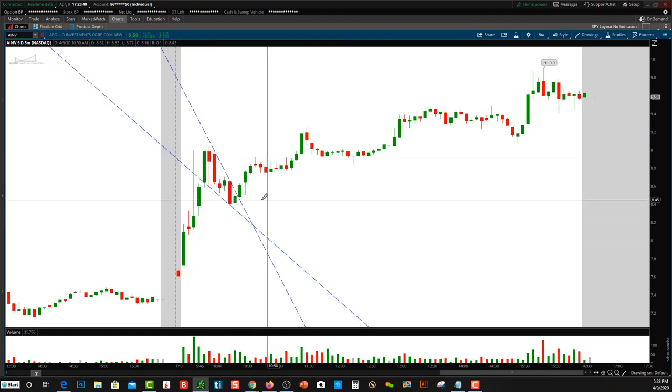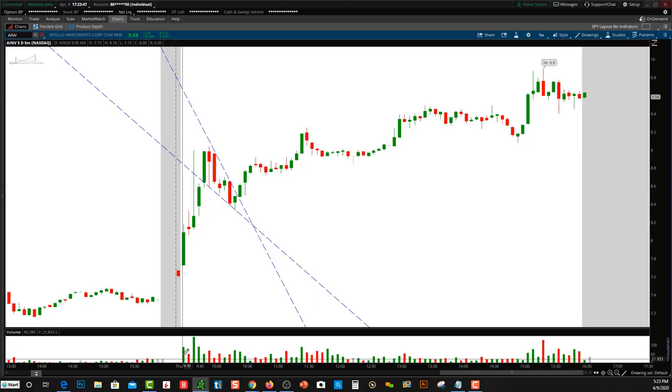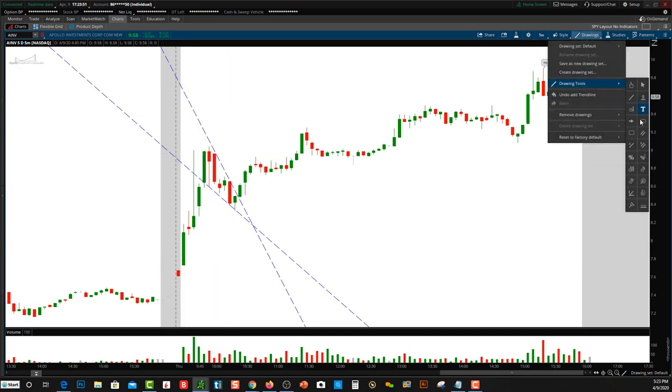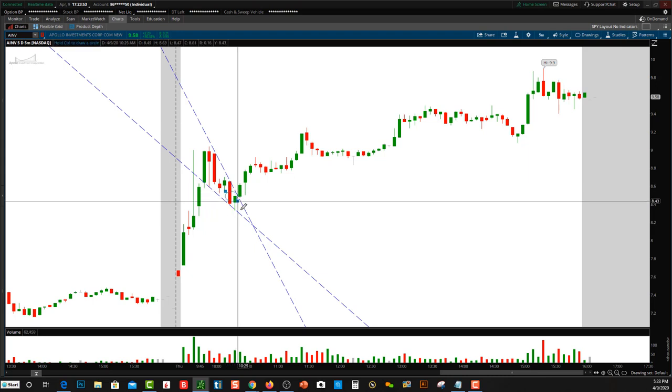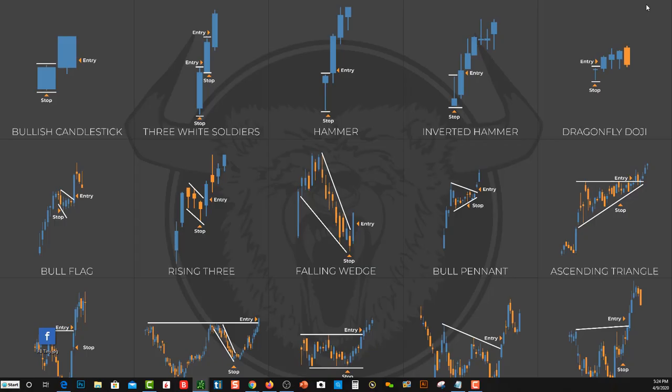What is this pattern, guys? That's a falling wedge or a bull flag, whatever you want to call it. What did it do? Went up, came back down, boom, right here. Small little hammer candle. What did it do? Just go back to where we show you in our wallpapers. Here's where you would take your entry. Stop, let's say, below here.